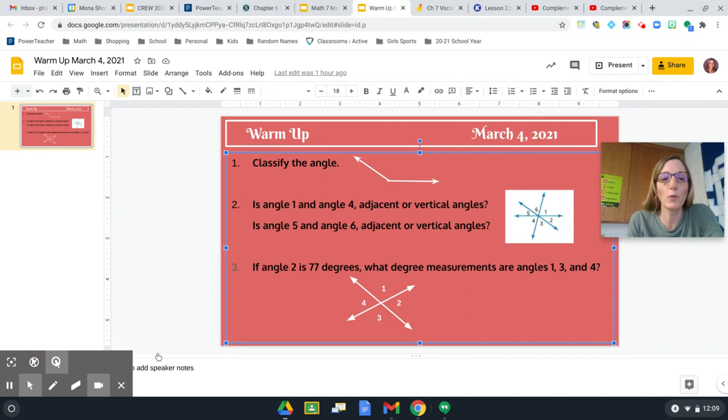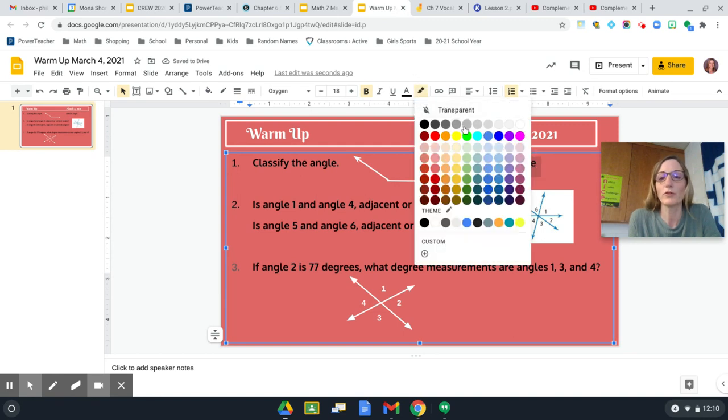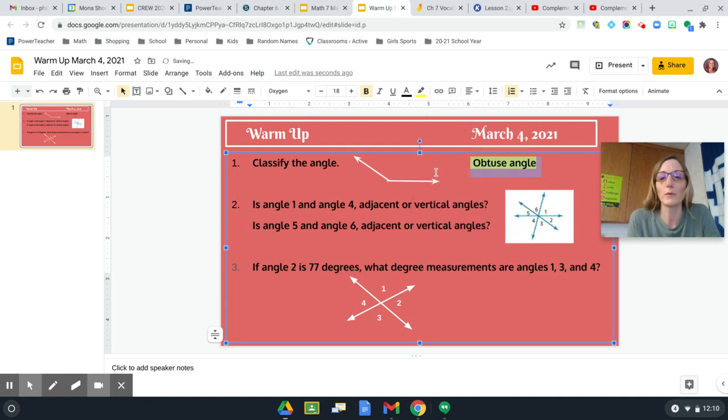Okay, so let's take a look at number 1. Classify the angle. Just by looking at that angle over here on the right, what kind of angle is that? Is it a right, acute, obtuse, or straight angle? In this case, it is an obtuse angle. All right, highlight that. So obtuse angle for number 1.